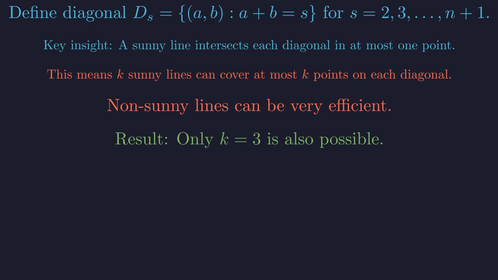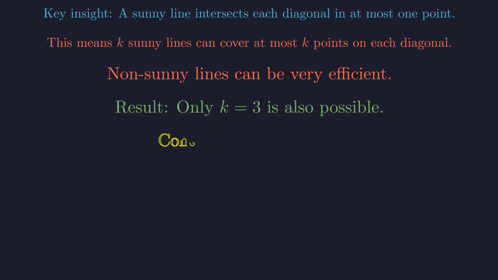This difference in efficiency leads to a surprising result. For any n, the only other possible value for k is 3. We'll show a construction for k equals 3, and then argue why other values are impossible. Here's how to construct a solution for k equals 3.